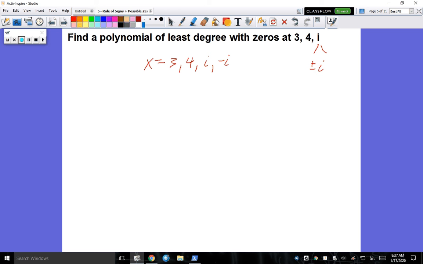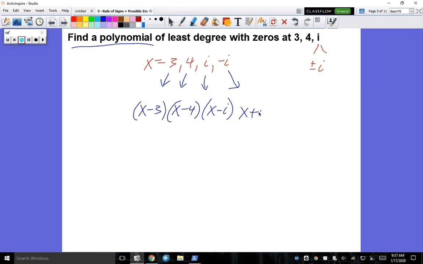Okay? So this is going to be at least a 4th degree polynomial. So we'll say, what's the factor of 3? x minus 3. What's the factor of 4? x minus 4. How about i? x minus i. How about negative i? x plus i. And then what we're going to do with all this is find the polynomial in what form? Standard form. Yeah, standard form.